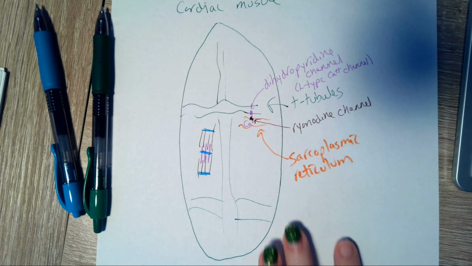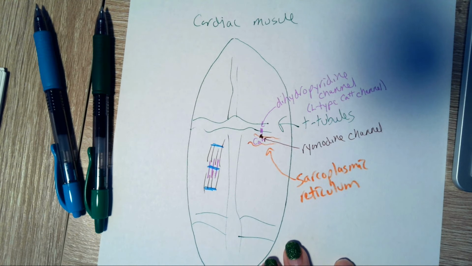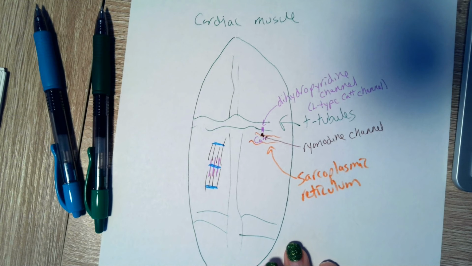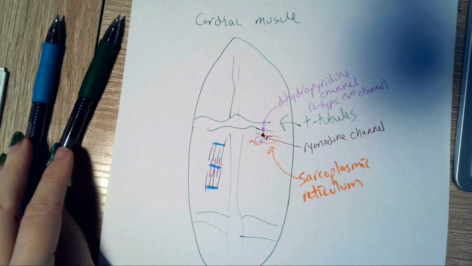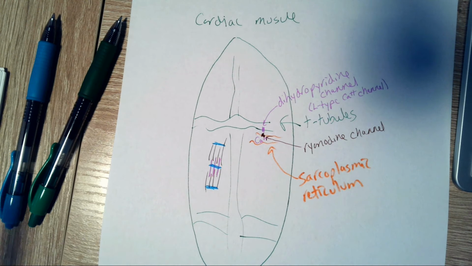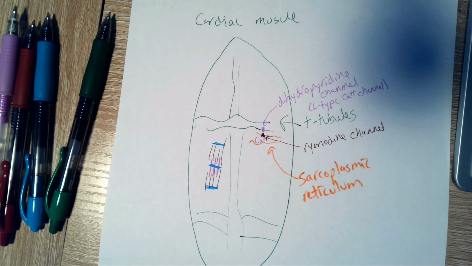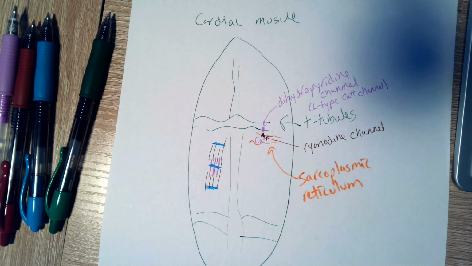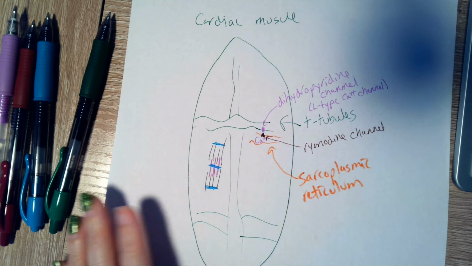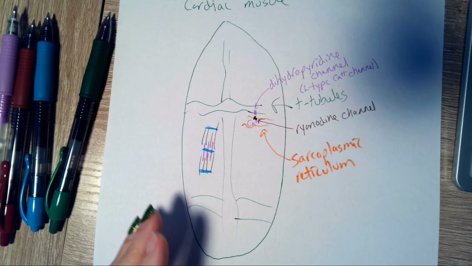Okay, so cardiac muscle. Again, we are just going over a very brief overview, just comparing and contrasting cardiac muscle to skeletal muscle here. So we're not going to go too deep into this. We're just going to get the main points, and in AP2 you're going to go a lot deeper into it. But here's my representation of a cardiac muscle cell.